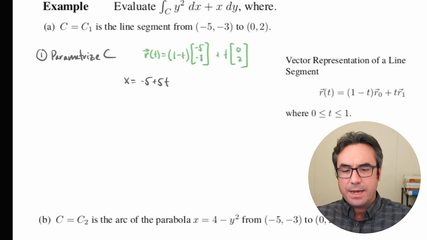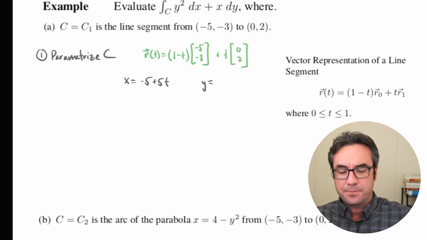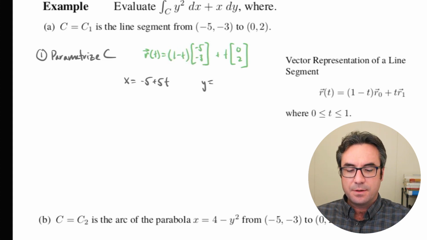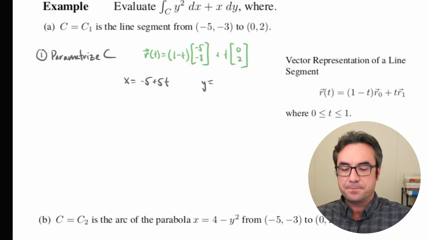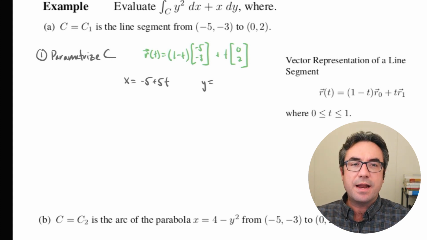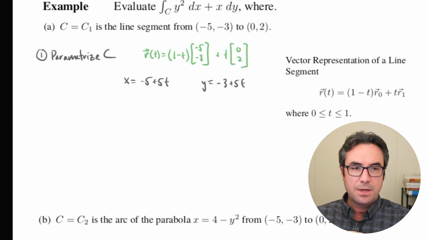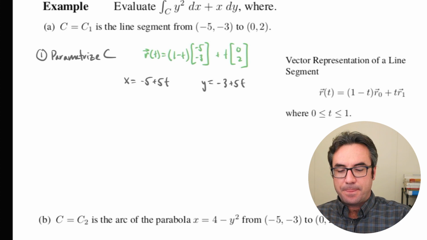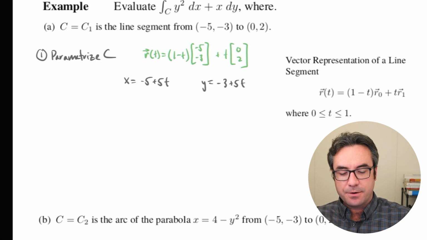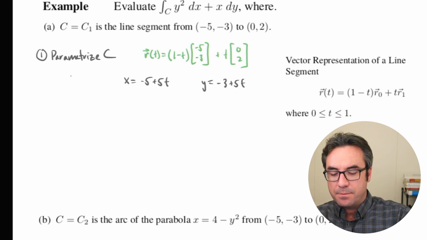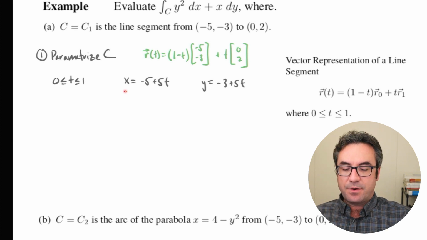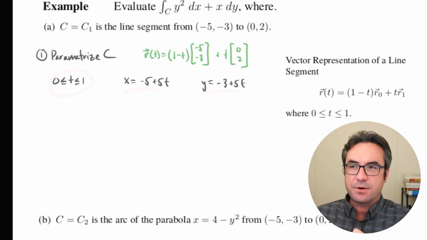And then what about our y equation? What's our y equation going to be? Well, it's going to be -3 times all of this, and then plus 2t. So when we write that out and simplify, we end up with -3 plus 5t. And our parameter t here is going from 0 to 1. So we have our x equation, our y equation, and we have the interval for t.